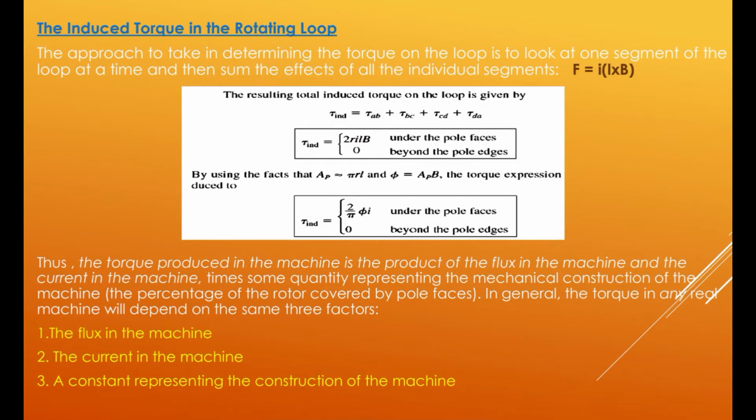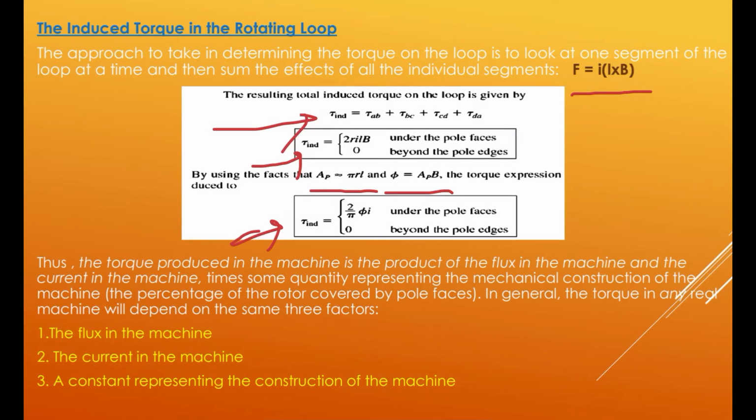We will use these equations. F equals ILB. As you can see here, we will sum all the torques at the segments. Then we can write this equation here: torque induced equals rILB. Or we can rewrite these equations so that torque induced equals 2/π times flux times current. If we substitute for the flux here, and this is for area, we will get another equation.